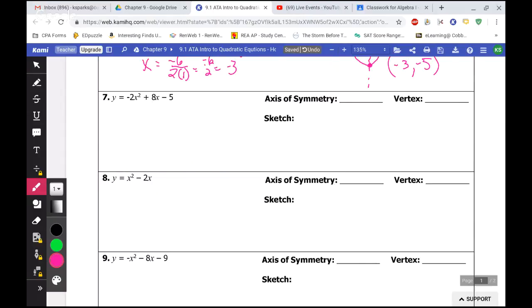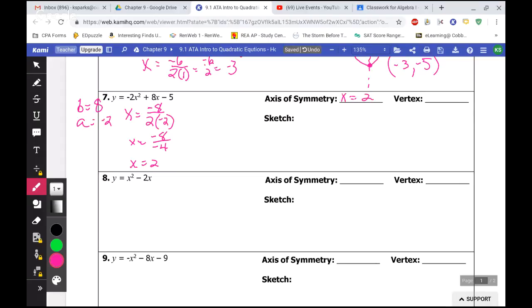Okay, so what is B for number 7? 8. Good job. What is A? -2. Right. So x equals, what's the opposite of b? -8. Over 2 times -2. Is everybody understanding why I did it this way? Remember, we're just plugging in. You figure out what B is, you figure out what A is, and you put those numbers back into the formula, and you use that same formula every single time. So now I've got -8 over 2 times -2, which is -4. And -8 divided by -4 is a +2. And so now I've got my axis of symmetry.